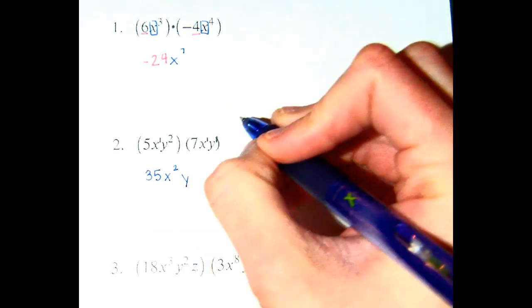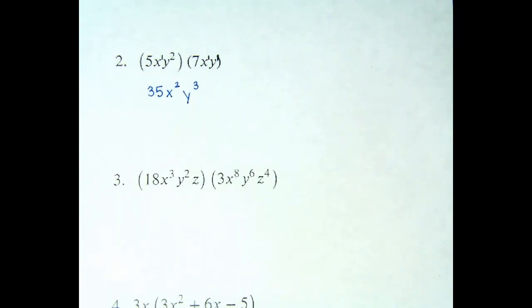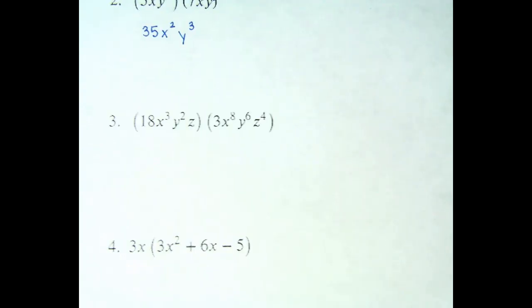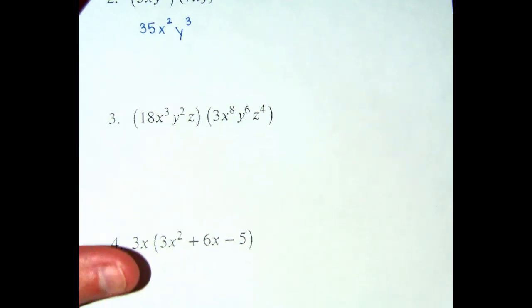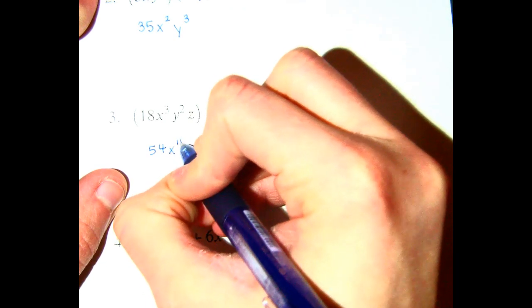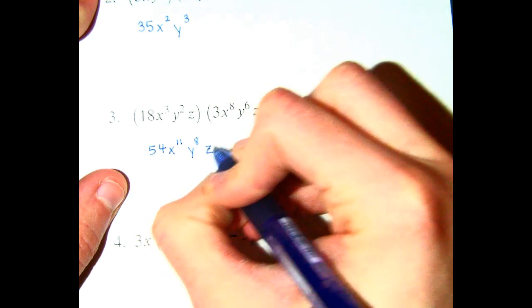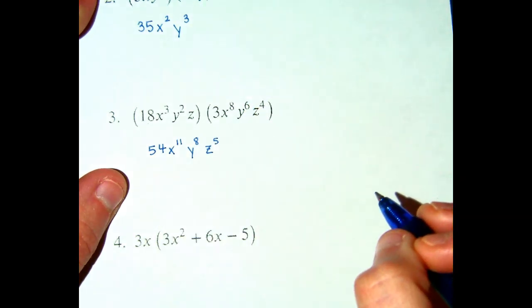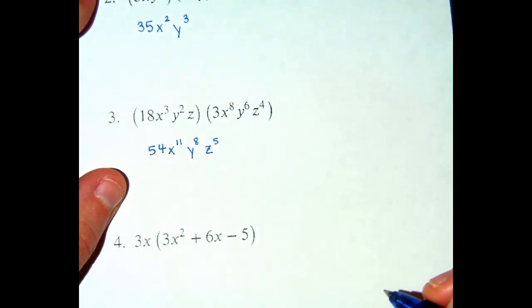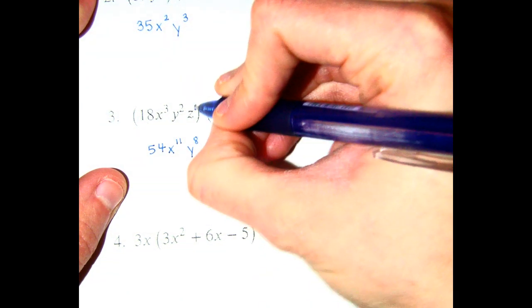Second, y to the, do number 3. Alright, number 3, what did you guys do on number 3? You added 18. Okay, 18 times 3 is 54. Okay, then what? Okay. X to the 11th. Y to the 8th. Z to the 5th. Something people mistake is they'll put Z to the 4th. Why did they put Z to the 4th? They didn't put a 1 and they forgot about it.